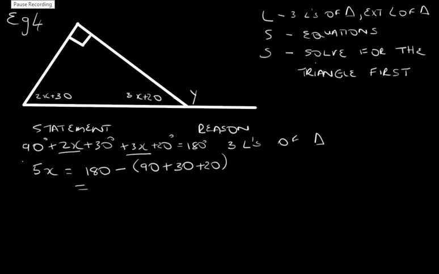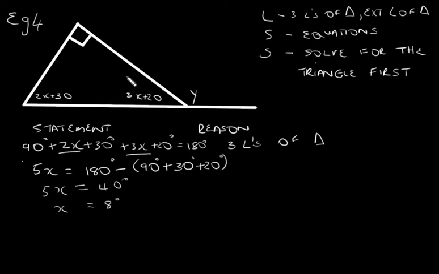So now we can go ahead and say that 90 plus 2x plus 30 degrees plus 3x plus 20 degrees is equal to 180 degrees. What's our reason? Our reason is three angles of a triangle. So we can now go ahead and say 5x is equal to 180 degrees minus 90 degrees plus 30 degrees plus 20 degrees. What will that give us? 90 plus 30 is 120 plus 20 is 140. And 180 minus 140 is 40 degrees. So 5x will be equal to 40 degrees. And what will x be? x will be equal to 8 degrees.